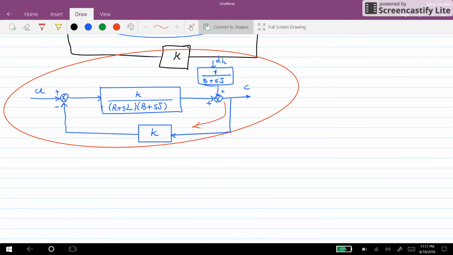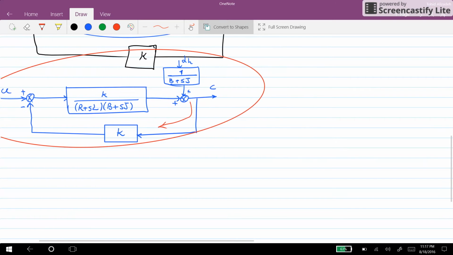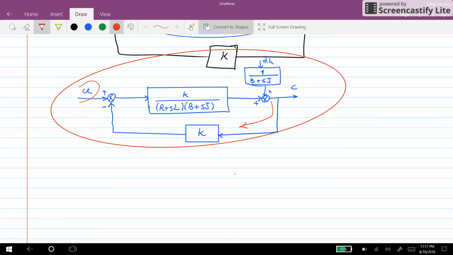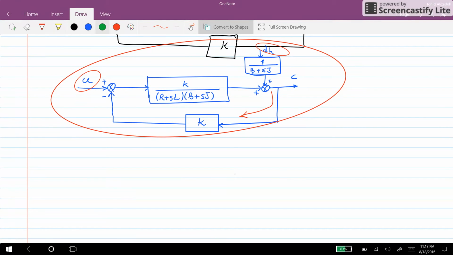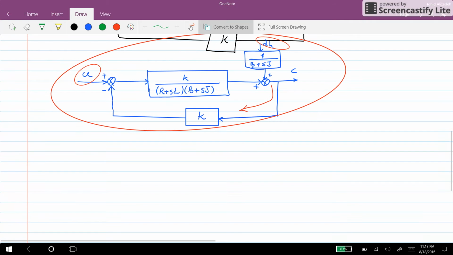One way is to use the superposition theorem. Here we are dealing with an LTI system in which we have two inputs. The one input is U here, and the other input is dH. So how can we simplify it? We can take into account two cases. For the first case, we assume that dH is equal to 0 all the time, and then from here we will have this block diagram situation.